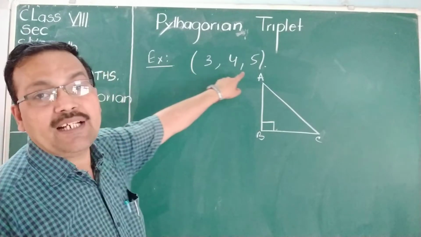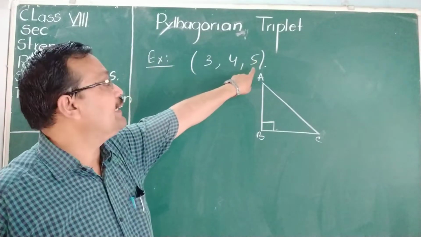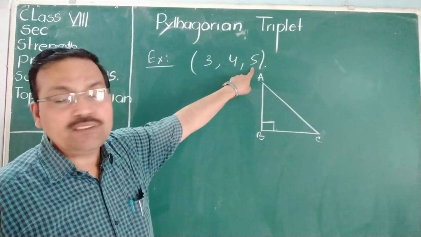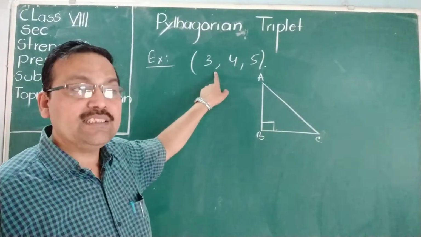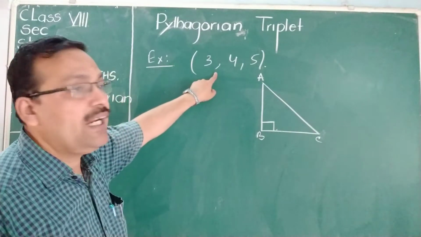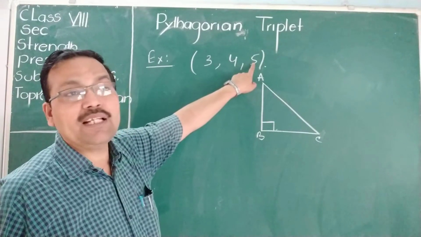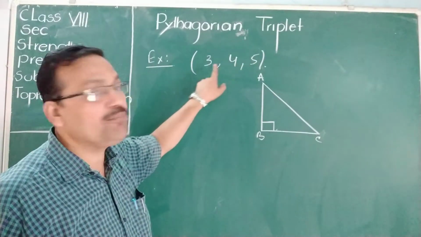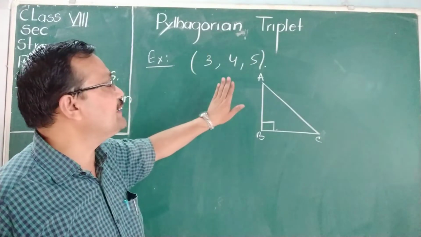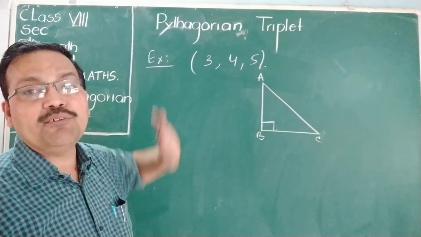Now, in the triplet, if we take the greatest number as hypotenuse and the other two numbers as base and perpendicular, and we show that the square of the largest number is equal to the sum of squares of the other two sides, then we can say that it is a Pythagorean triplet.